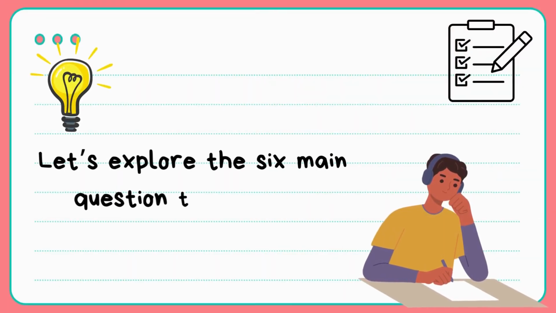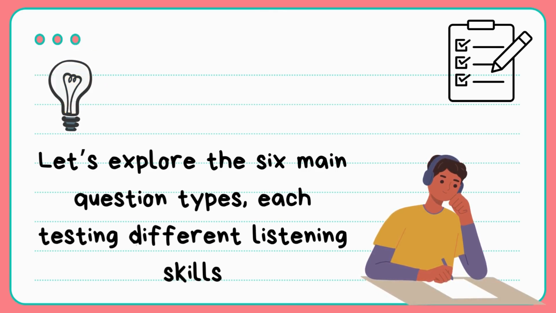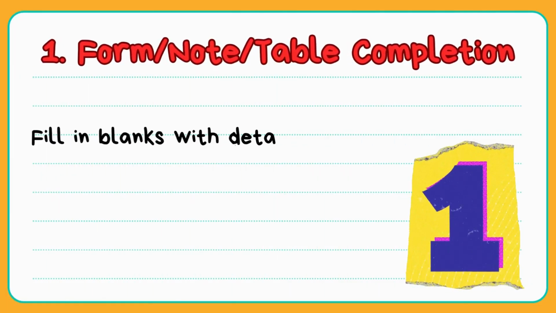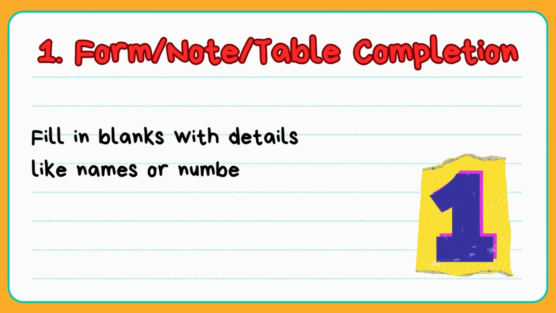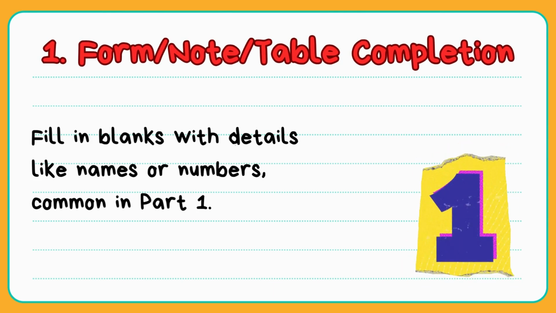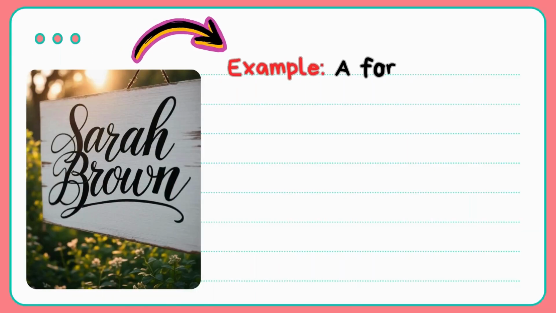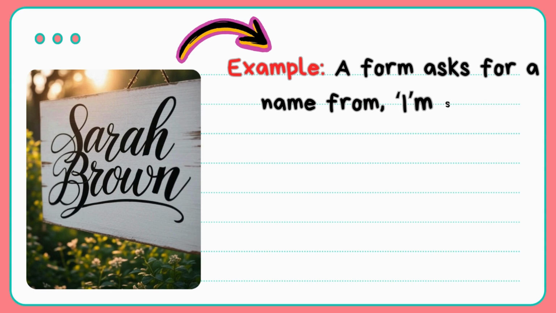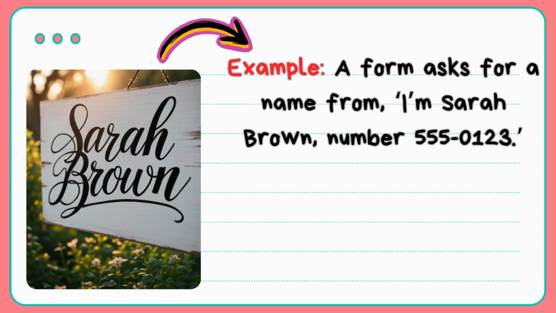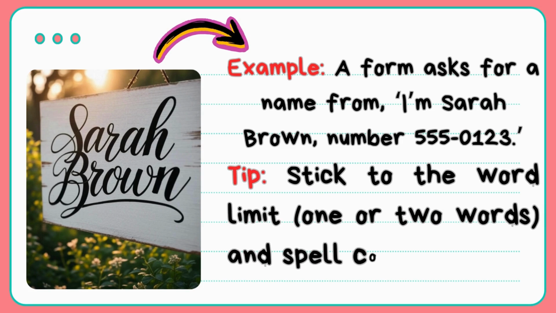Let's explore the 6 main question types, each testing different listening skills. Number 1. Form or note or table completion. Fill in blanks with details like names or numbers, common in Part 1. For example, a form asks for a name from, "I'm Sarah Brown, number 5550213." Tip: stick to the word limit, 1 or 2 words, and spell correctly.